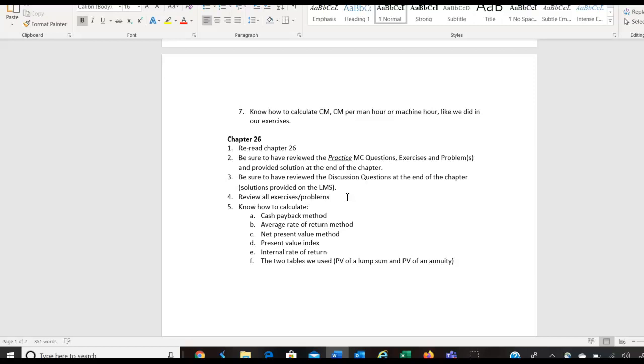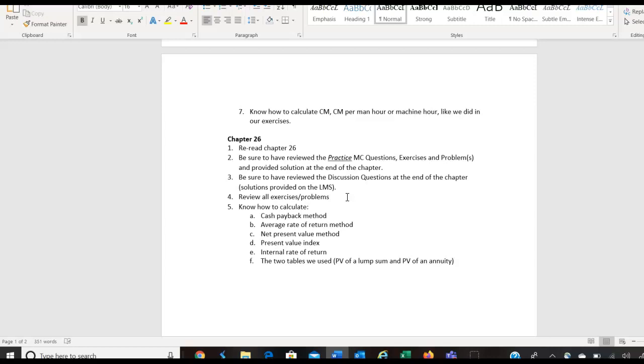Now, I will tell you there will be a question on the exam that asks you to calculate the present value index. We did it one time, and it is in problem 4A. It'll be just that straightforward and that simple. Problem 4A. Make sure you know how to do the present value index.